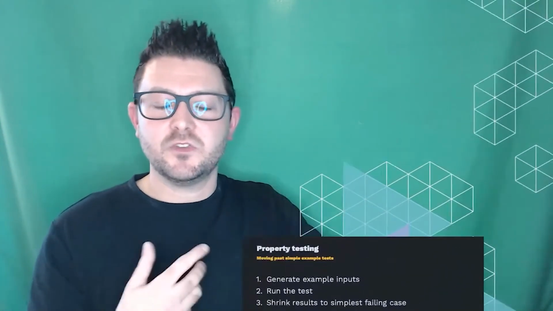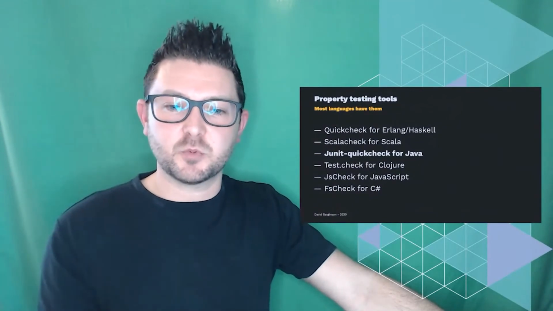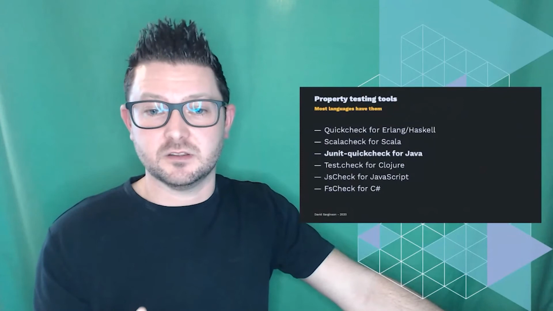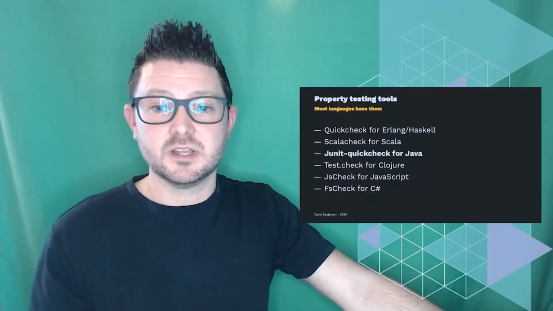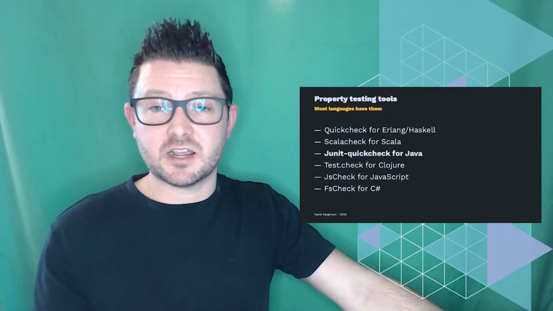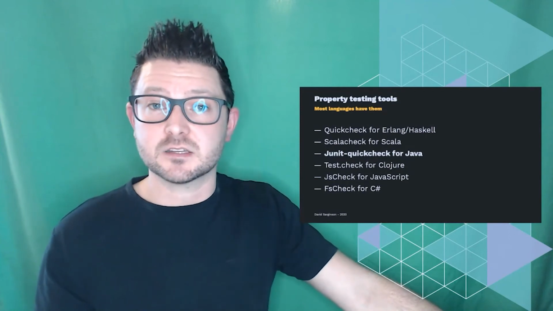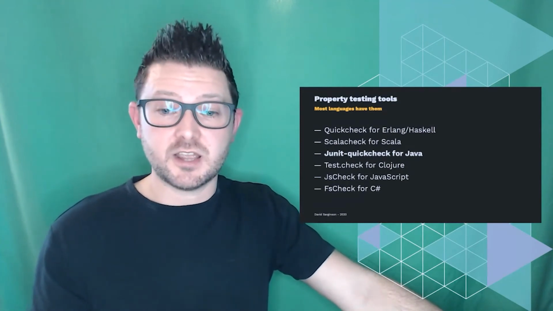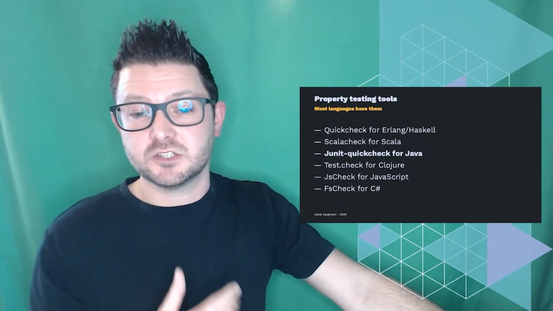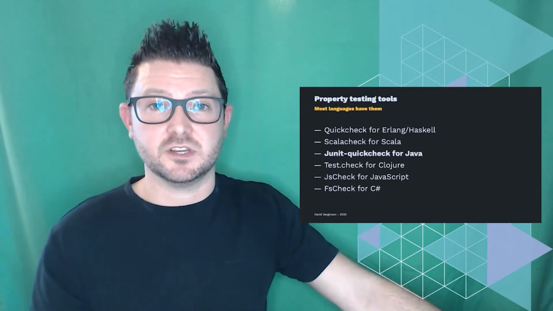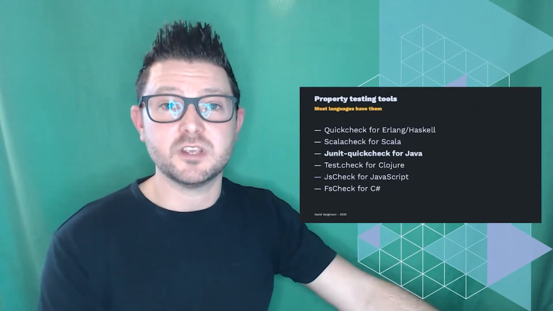So how do we fit this into the TDD workflow? Again, I'll just quickly mention the tooling that's available out there. As it says there, most languages have property-based tools. There's QuickCheck for Erlang and Haskell. I believe QuickCheck was the original one for Erlang, which was quickly ported across to Haskell. ScalaCheck, JUnit QuickCheck, test.check for Clojure, JSCheck for JavaScript, and then FsCheck for C#. I've used 4 of these libraries myself personally, and again, they're all pretty much the same.